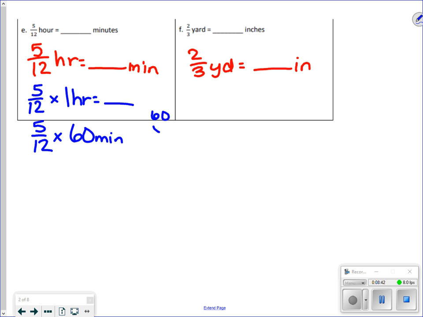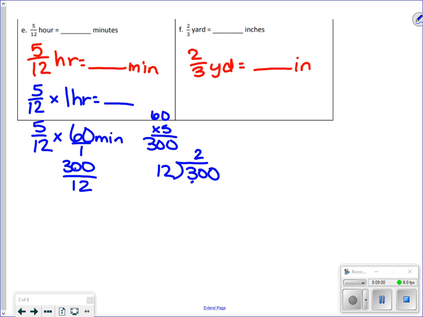$60. 60 times 5 is 300. 300 over 12. 12 goes into 30 2 times. 12 goes into 60 5 times. No remainder, so no fraction, 25.